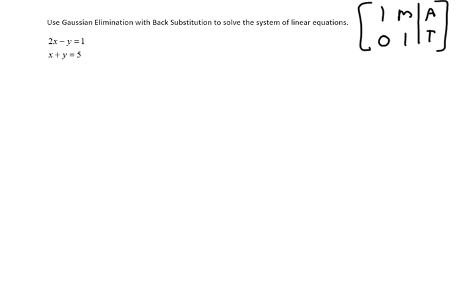In this video, we're going to use Gaussian elimination with back substitution to solve systems of linear equations. So, I have already written what REF form would look like for a 2 by 2 matrix. Okay? So now what I would like to be able to do is to write out this system of equations using the augmented matrix.